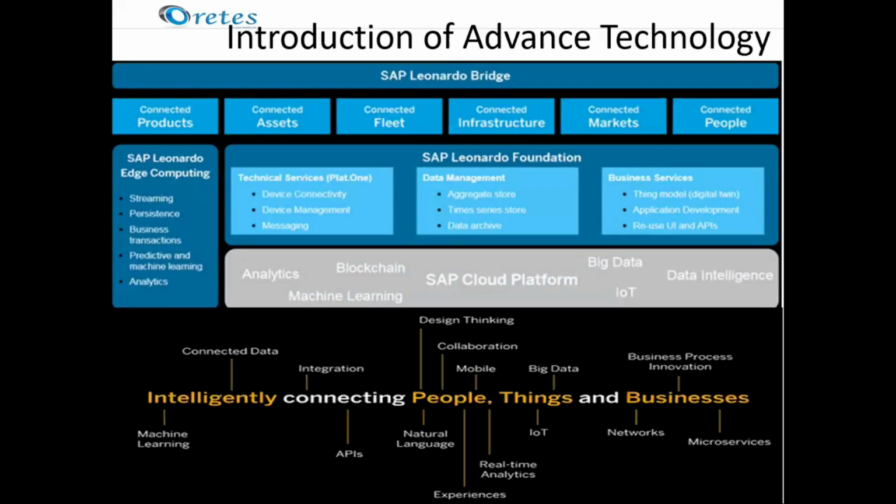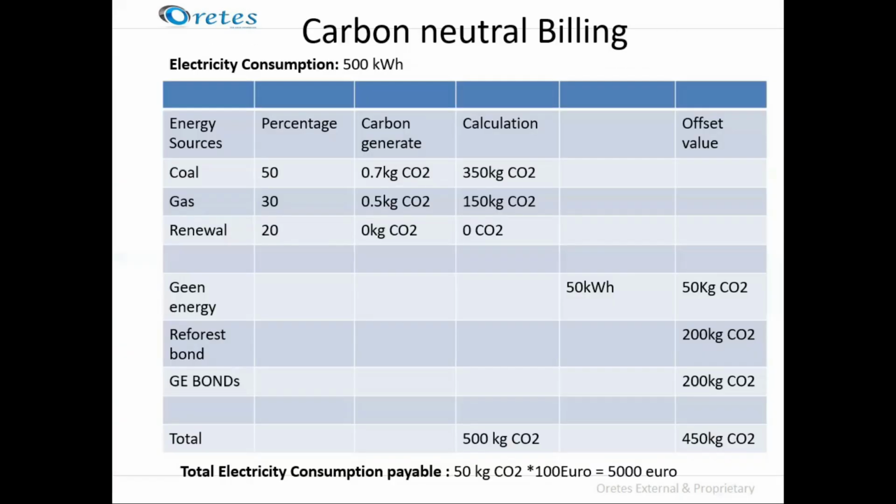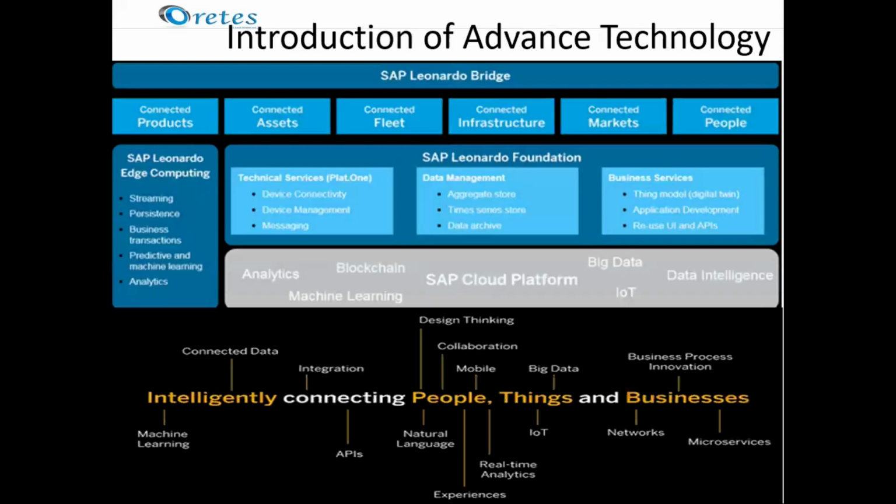Now, with this kind of advanced stuff with the billing, the calculation is very complex. So for complex calculations, we need complex types of products. SAP is moving towards that. SAP is introducing SAP Leonardo Bridge. Through that, you can add all these SAP edge computing like streaming, persisting business transactions. You need to add all the data management because how much you are injecting into the transmission network, how much carbon emission is happening, all things need to be captured.